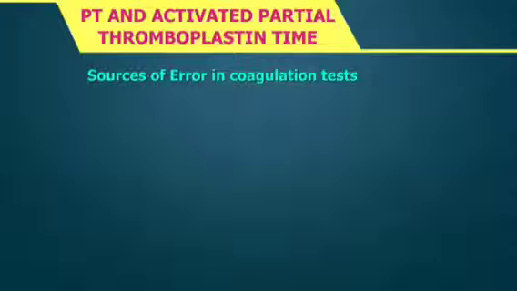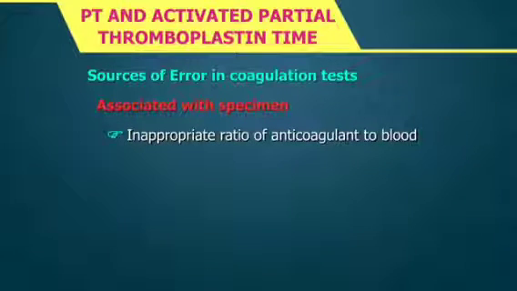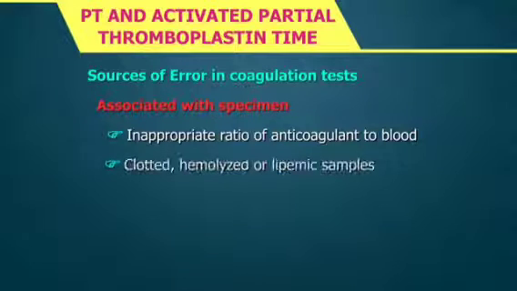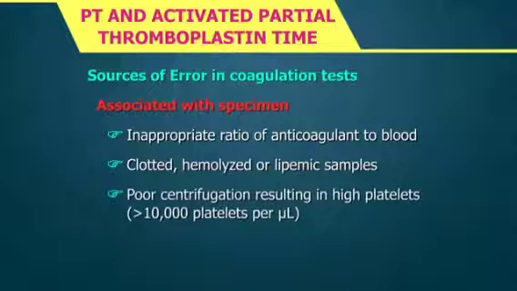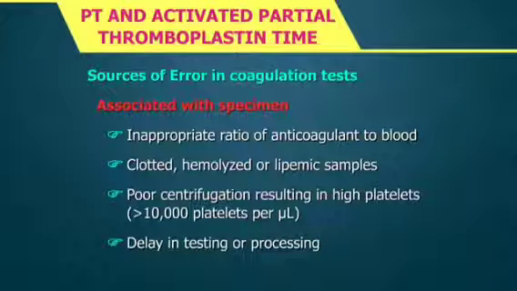Sources of error in coagulation tests. 1. Associated with specimen: inappropriate ratio of anticoagulant to blood; clotted, hemolyzed or lipemic samples; poor centrifugation resulting in high platelets, greater than 10,000 platelets per microliter; delay in testing or processing.